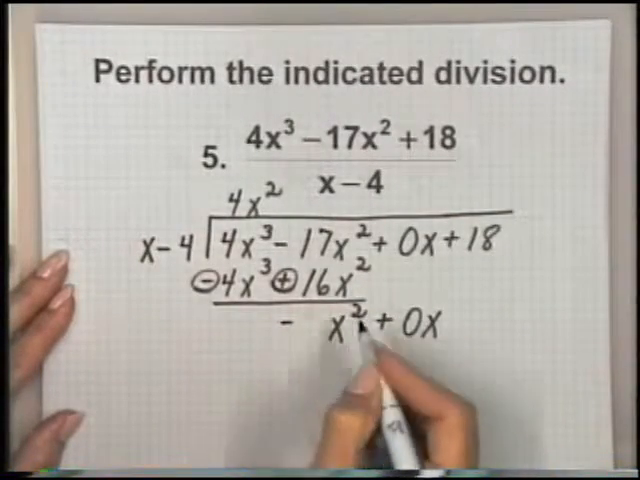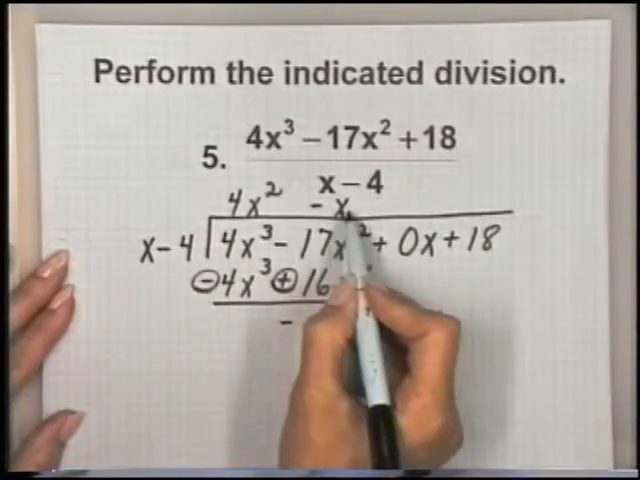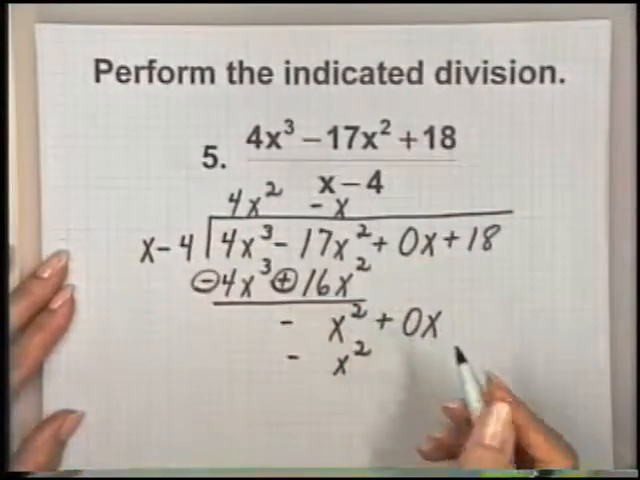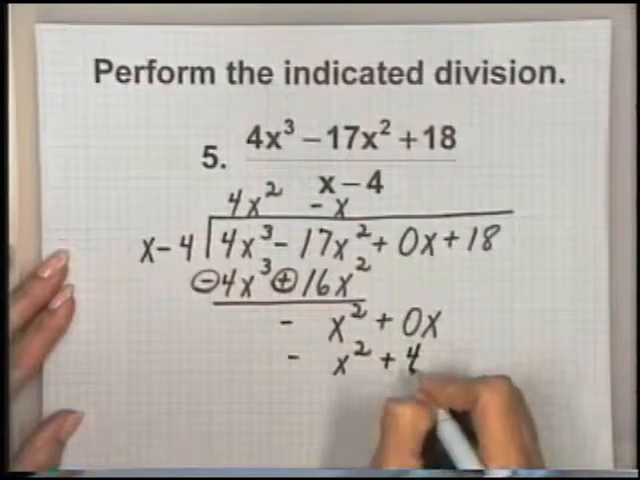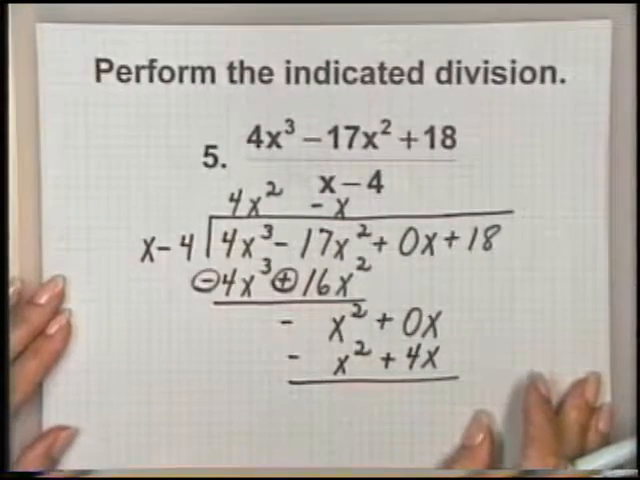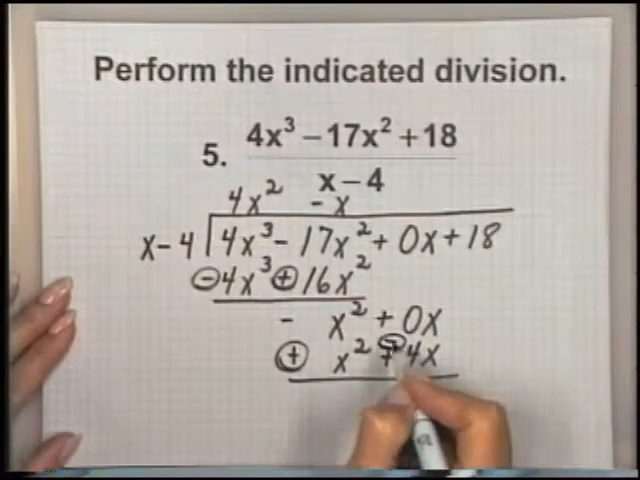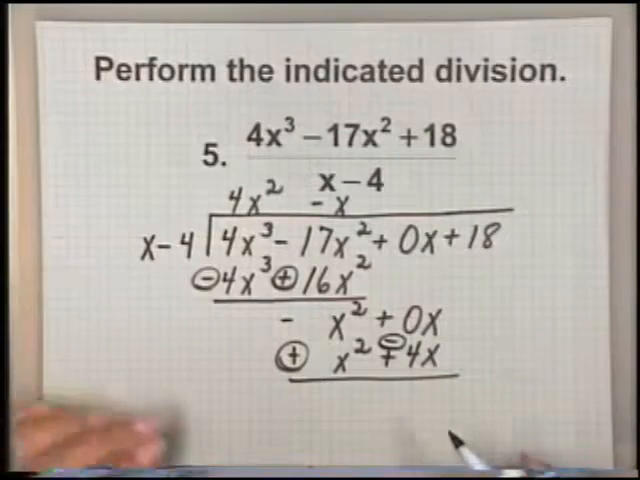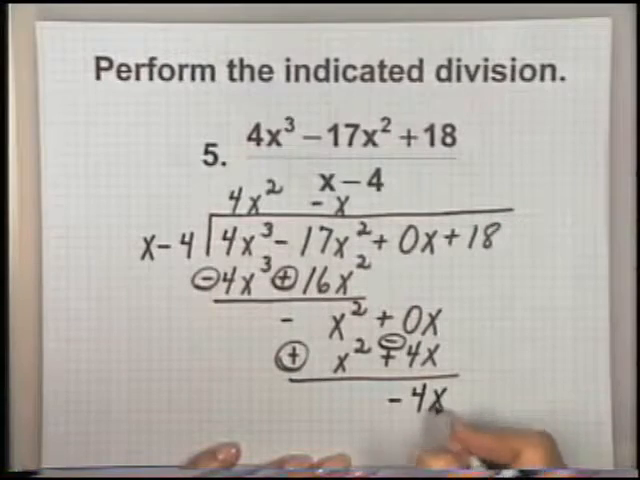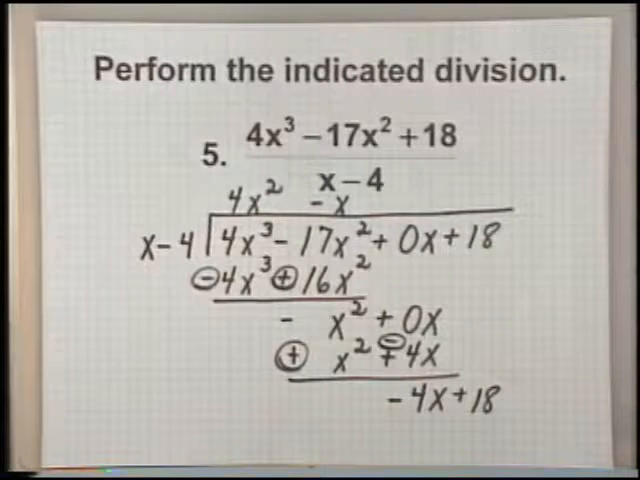Now let's divide x into minus x squared. It will go minus x times. Let's multiply the minus x times x. We get minus x squared. The minus x times minus 4, we get a positive 4x. Making sure that we line up our like terms so that we can perform our next step of subtraction. Let's change the signs. Minus x squared plus x squared is 0x squared. 0x subtract 4x is minus 4x. And let's bring down the 18.